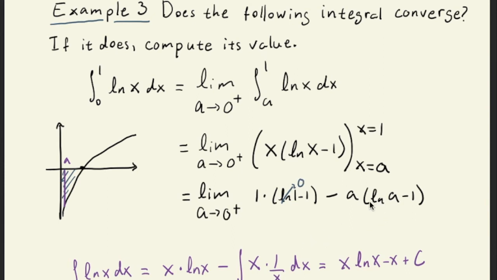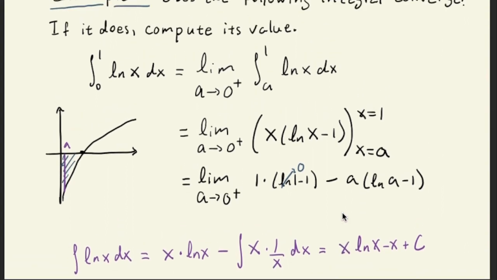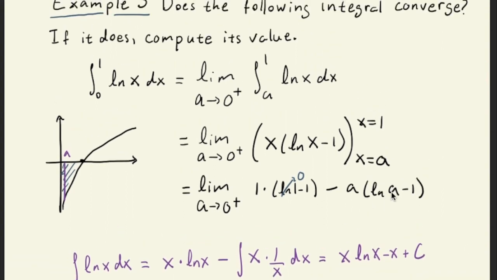And here, a times ln a, that's actually, as a approaches 0, a pretty interesting limit. And I don't know that I gave myself enough space to compute it. But that limit is 0. You can use L'Hopital. I'm just going to use that fact. The limit as a approaches 0 of a ln a is 0.